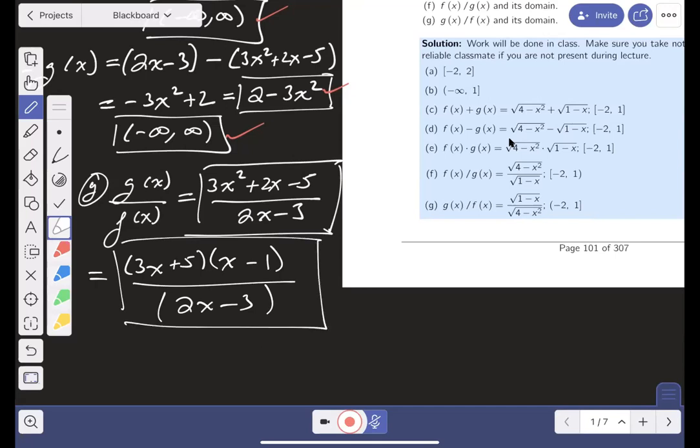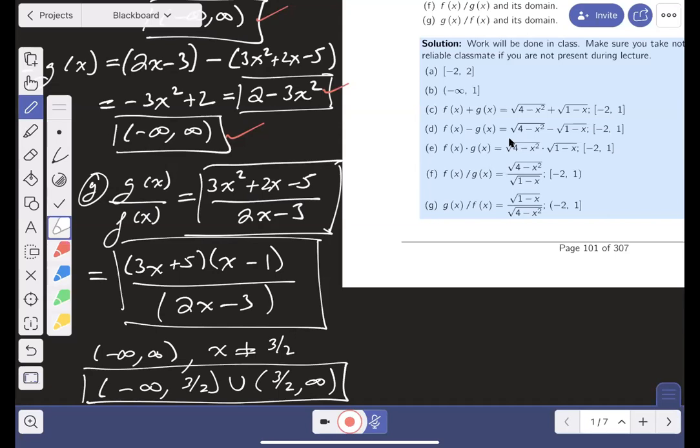What's a domain? Well, again, it's all the real numbers. That's the intersection of the two sets. However, you've got to start to realize there's a number that's bad news. And what is that number? If the bottom becomes 0. And when does the bottom become 0? 3/2. Let's write it as an interval. That's minus infinity up to 3/2, union 3/2 up to infinity.